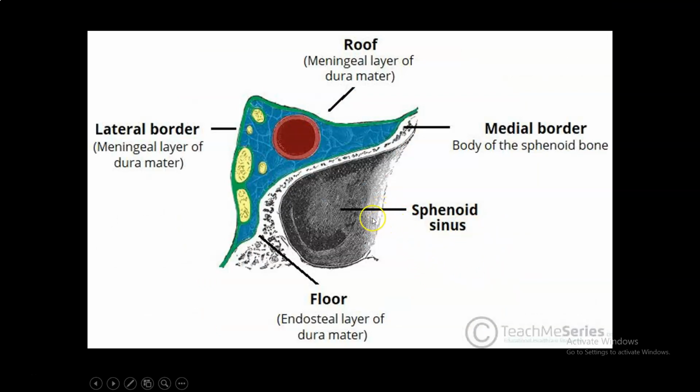This is a coronal section showing the cavernous sinus, and you can see here it is present lateral to the sphenoid sinus and the sella, and it has a roof, as we said, made of meningeal layers of two layers of dura. The lateral wall also is made of meningeal layers of dura, but the floor and the medial wall are made of a single layer of endosteum. So the cavernous sinus is separated from the sphenoid by a single layer of endosteum, and is separated from the sella turcica, the pituitary, by a single layer of endosteum.